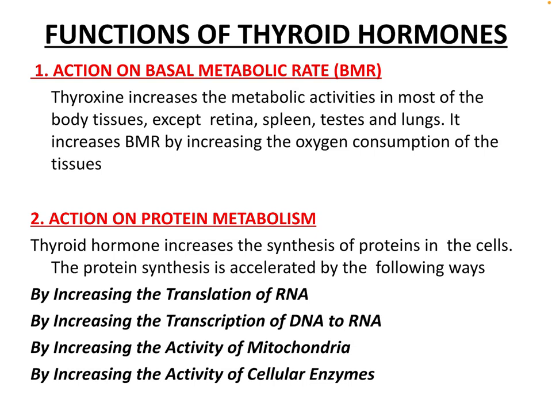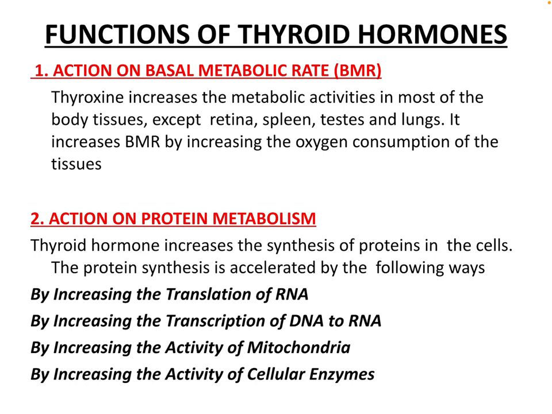Next, functions of thyroid hormones. First action is on basal metabolic rate or BMR. Thyroxine increases the metabolic activities in most of the body tissues except brain, retina, spleen, testes and lungs. It increases BMR by increasing the oxygen consumption of the tissues.